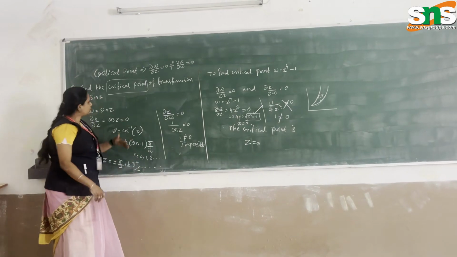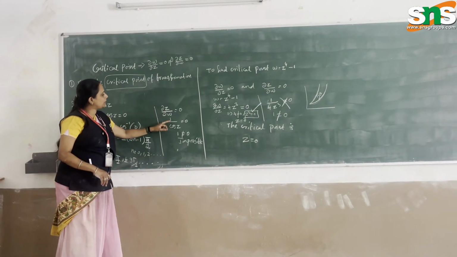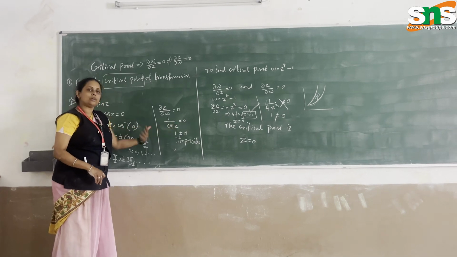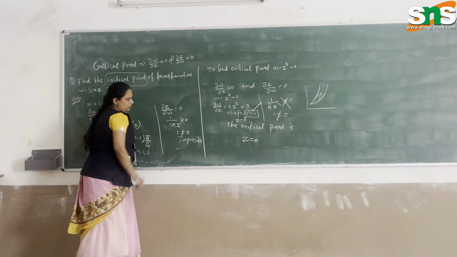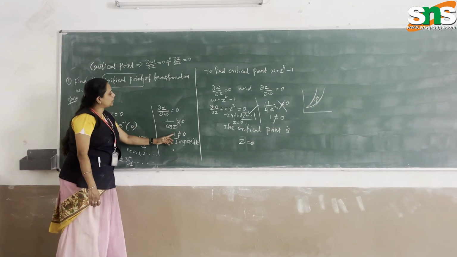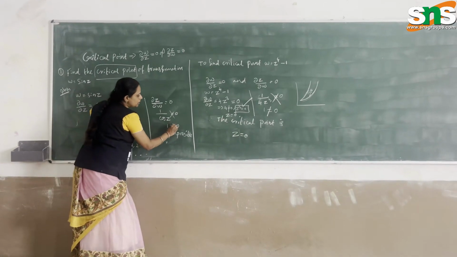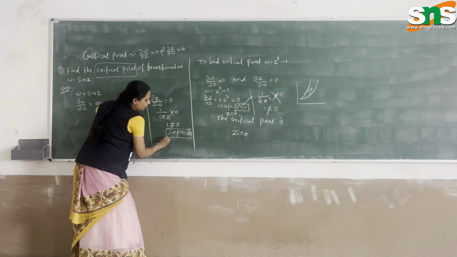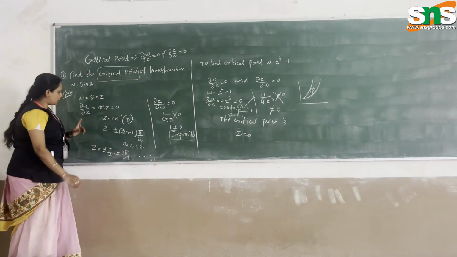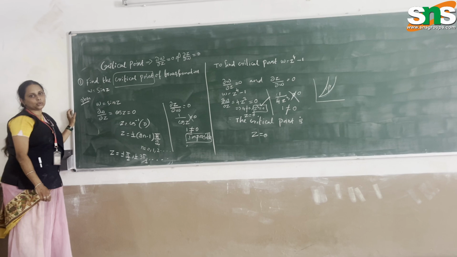Then we have to find dou z by dou w equal to 0. That is 1 divided by cos z equal to 0. Then using cross multiplication, 1 equal to 0. It is not possible, so it is the impossible case. So the only possible solution is z equal to plus or minus 2n minus 1 into pi by 2.